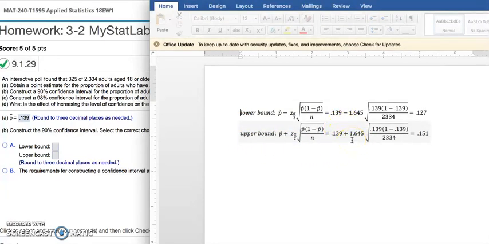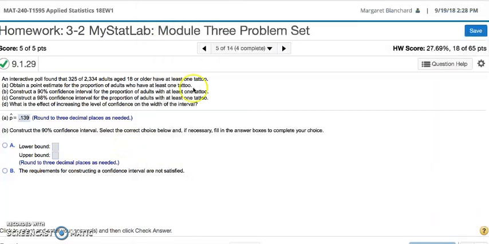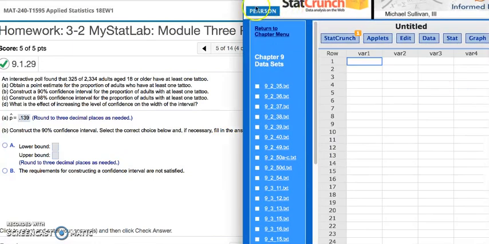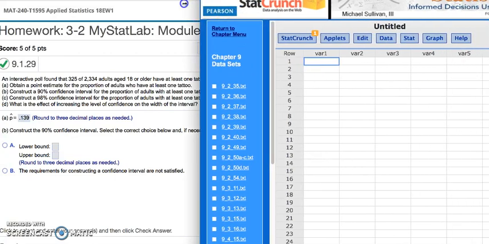Remember, these are the same distance from that p hat estimation. So again, plug that all into a calculator and you get 0.151. That's how you do it manually. Now let's take a look at doing this using StatCrunch. All right, so here's StatCrunch.